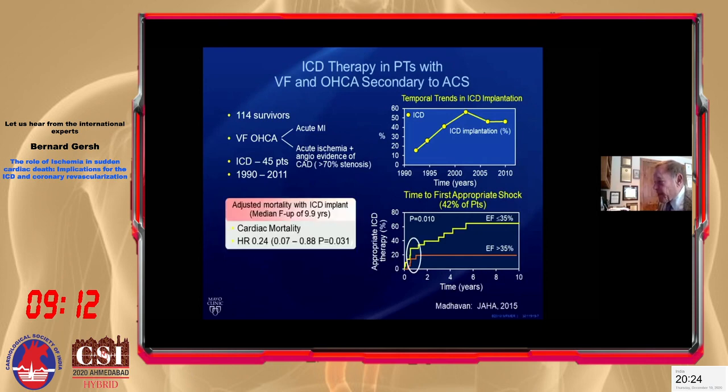which really points to the fact that many of these patients who would have been revascularized are not completely protected. And the adjusted mortality with an ICD implant was substantially reduced, hazard ratio of 0.24. All-cause mortality, just a trend, 0.059.